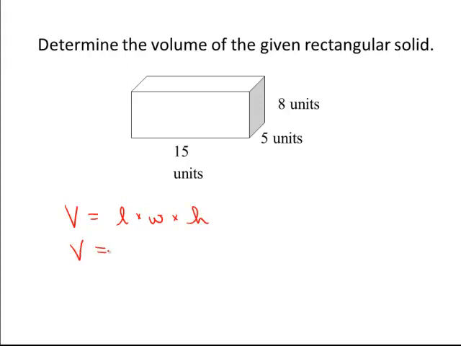For this rectangular solid, volume is equal to 15 times 5 times 8. 15 times 5 is 75. 75 times 8 is 600. So the volume of this rectangular solid is 600 units cubed.